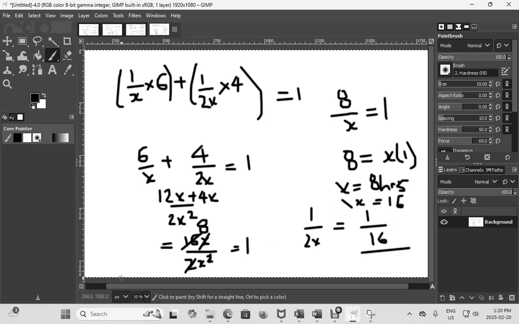So this is basically how you solve word problems using equations.